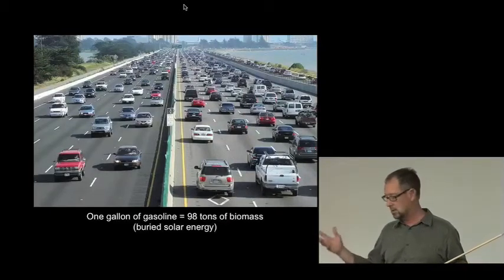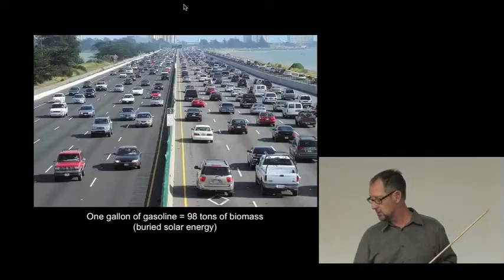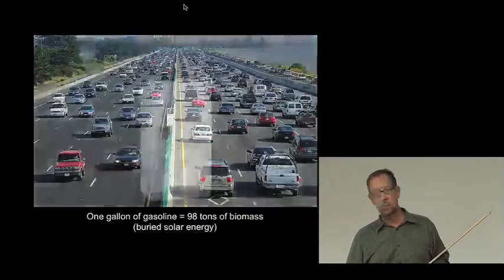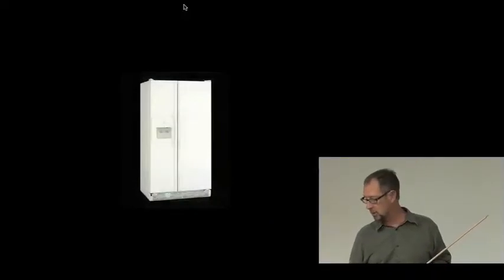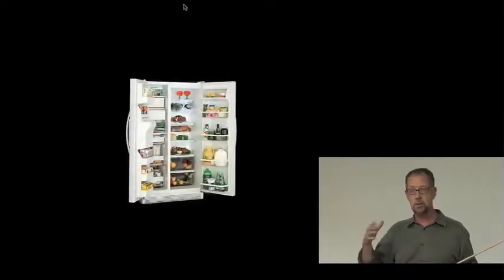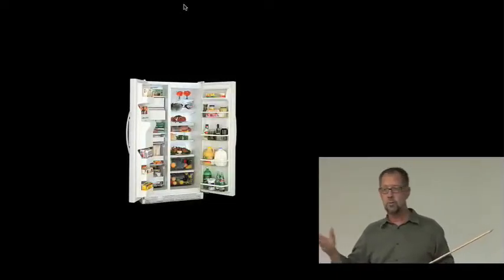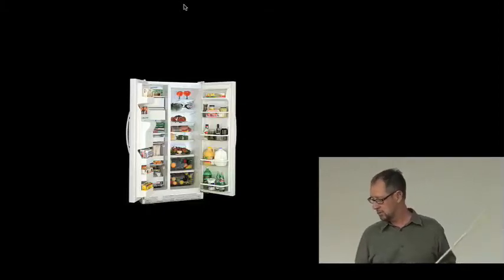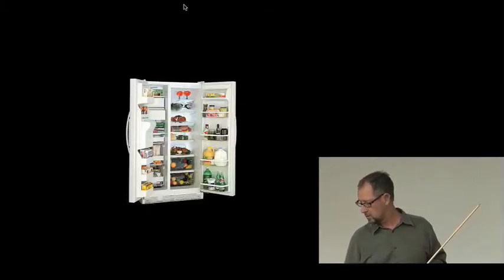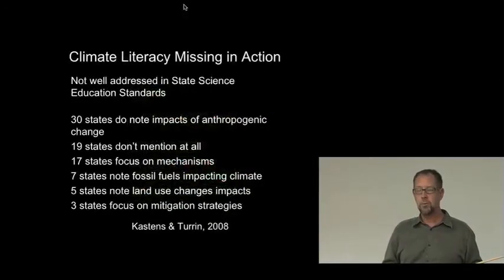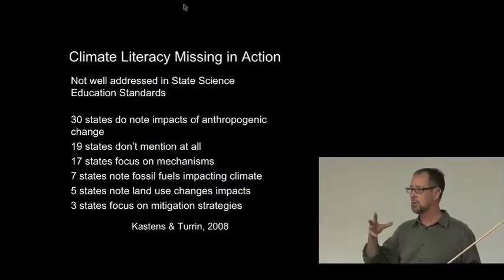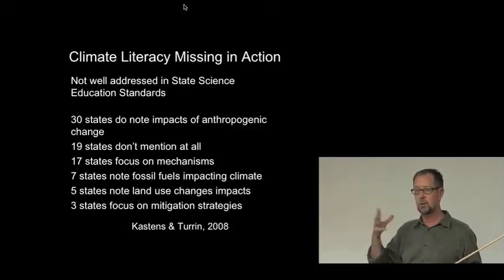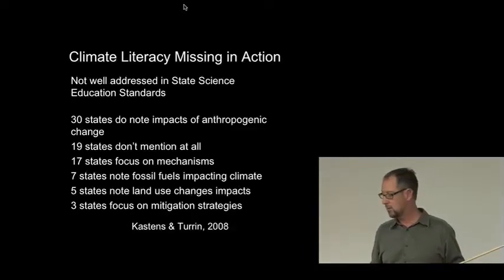One gallon of gasoline, it's estimated, is the equivalent of 98 tons of biomass. And so when we open our refrigerator and look at the food in there, that food, in effect, came out of thin air, and the electricity powering the refrigerator likely comes from coal. Certainly here in Colorado, that's the most likely scenario. So when we think of that whole chain of events that links us to a past climate and is impacting the future climate, I think it can really help bring climate science alive.